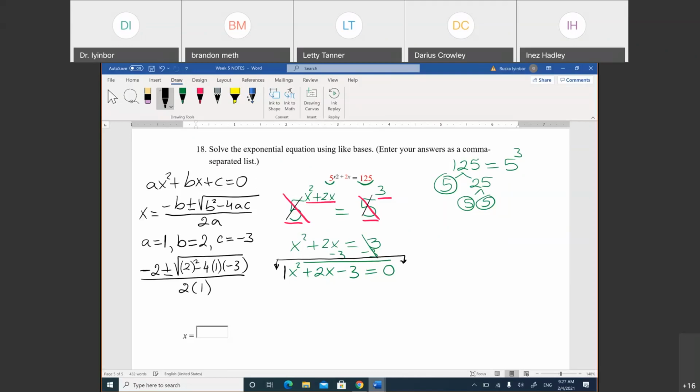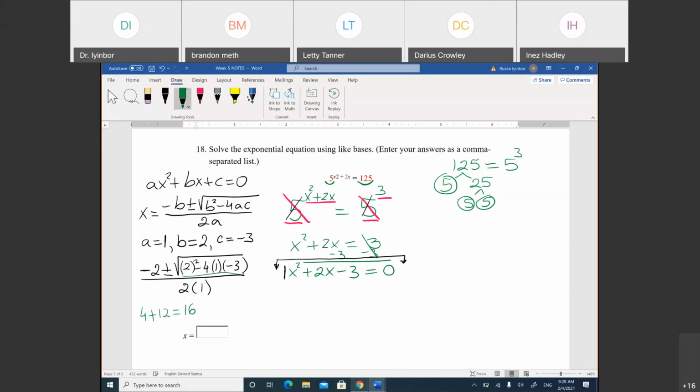Okay, and then we're going to need the calculator. Or you can do it without a calculator. Let's do it, it's really easy. So we need to do the square root first. 2 squared is 4. Then minus and minus is plus 12. 4 times 3 times 1 is 12. So inside the square root I have 16.